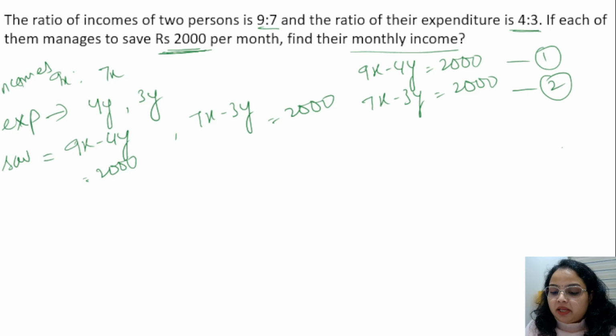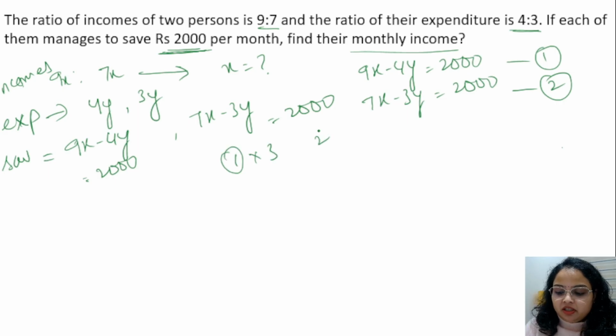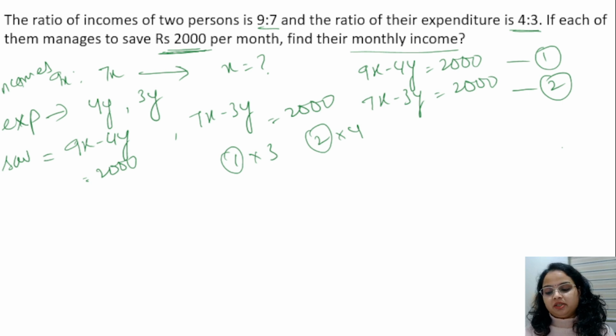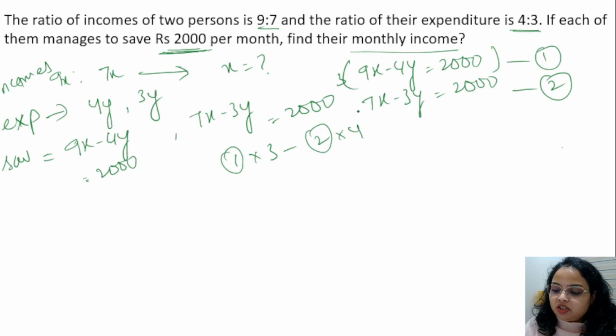We have to find the monthly income, so we have to find the x value here. In this we will eliminate the y variable using the elimination method. So we will make the coefficients of the y variable the same. In the first equation we will multiply by 3 and in the second equation we will multiply by 4. Then the coefficients of y will be the same and we will subtract these two. That is, 3 into the full first equation and 4 into the full second equation.